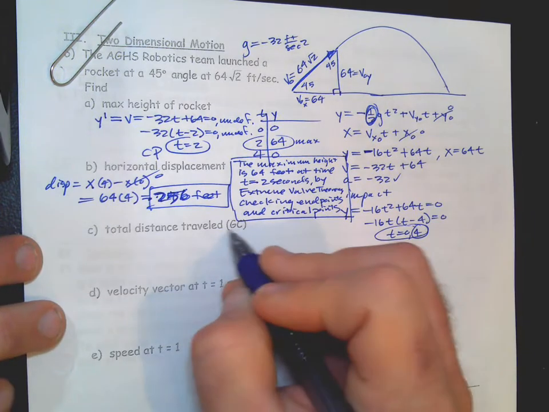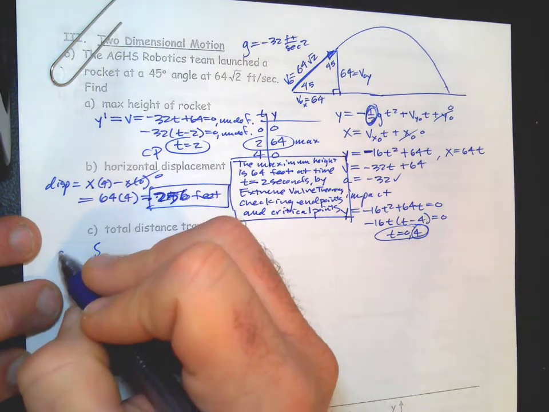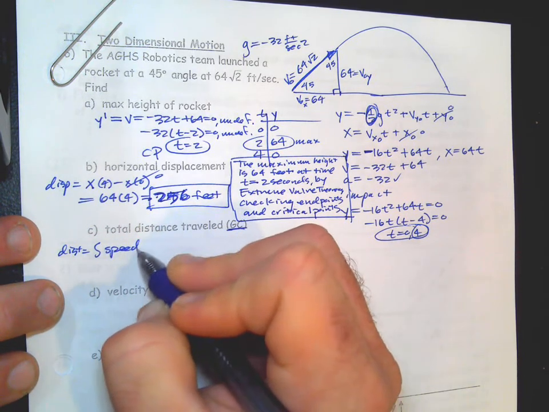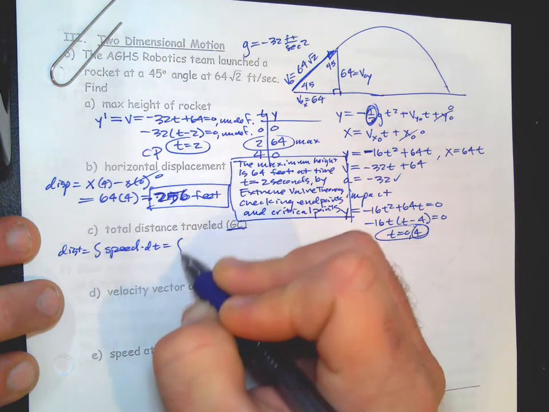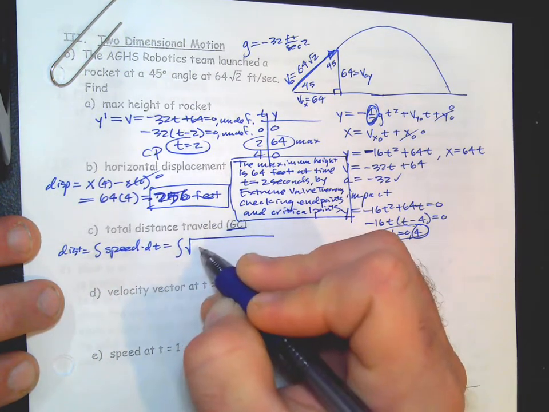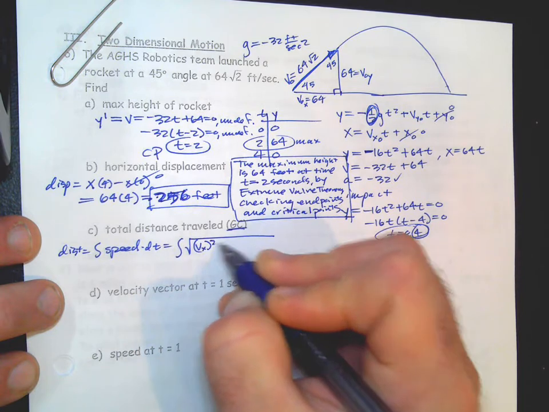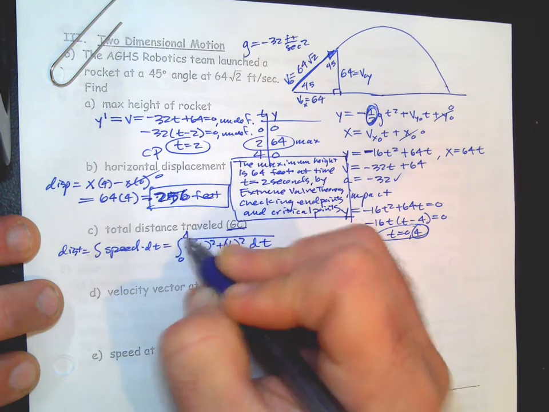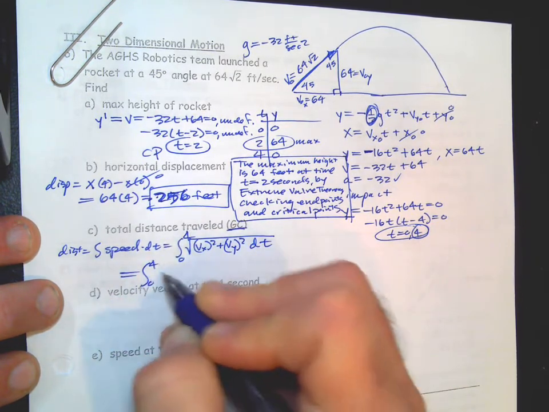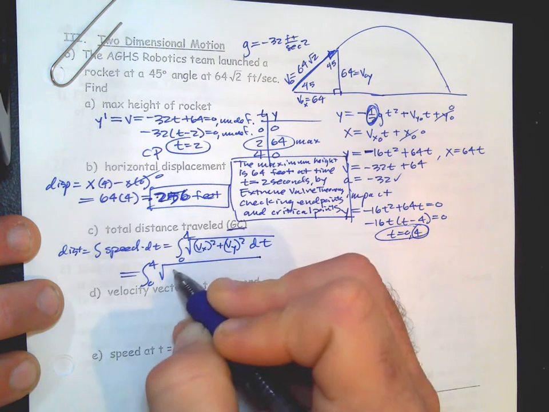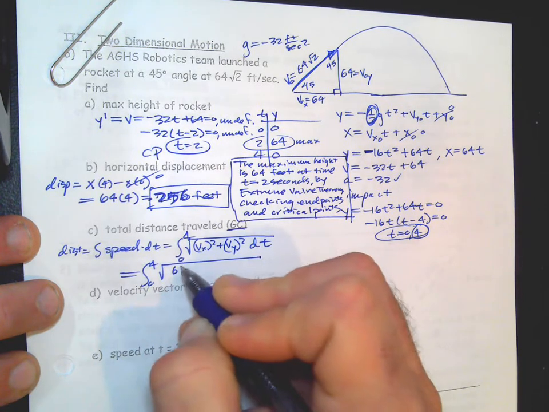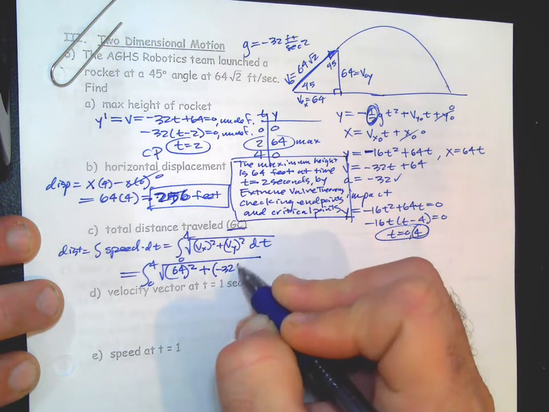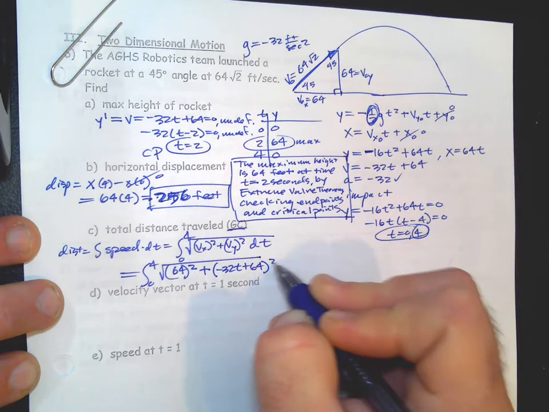All right. Total distance traveled. You can use your graphing calculator for this. So total distance in both directions is the integral of speed, just like it was last year for one-dimensional motion. But speed this year is the square root of vx squared plus vy squared. Now you need to show the setup. It's going to go from 0 to 4. And for Vx, it's going to be just constant 64, right? Squared. And for Vy, it's going to be negative 32t plus 64 squared. And you write the dt.